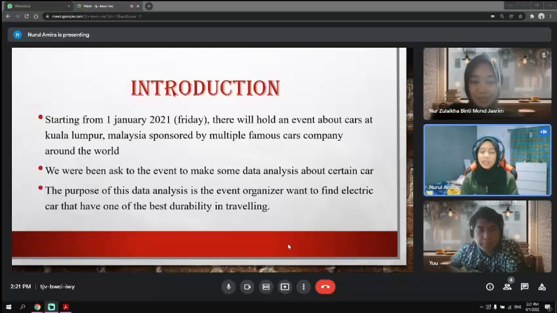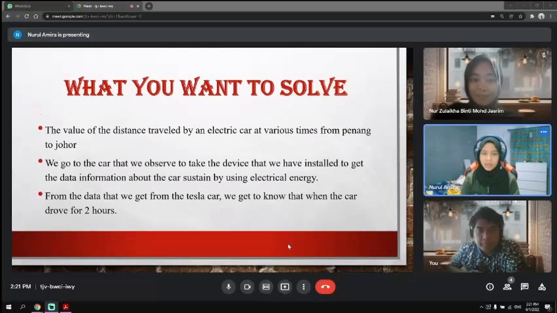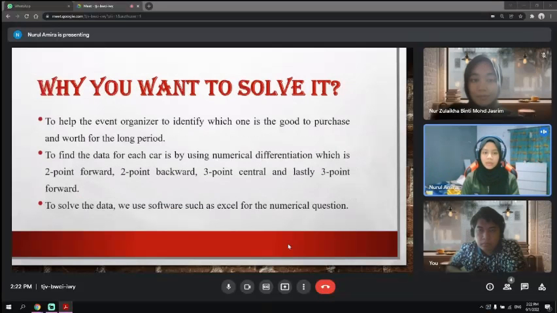What we want to solve is the value of the distance travelled by an electric car at various times from Penang to Johor. We go to the car that we observe to take the device that we have installed to get the data information about the car sustained by using electrical energy. And from the data that we got from the Tesla car, we get to know that when the car drove for 2 hours.